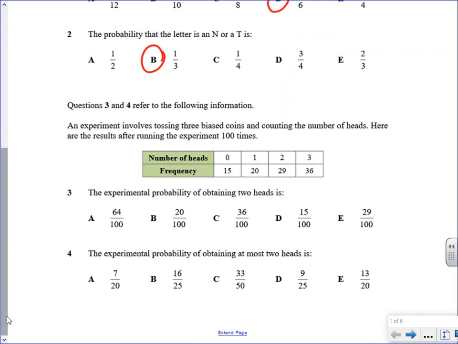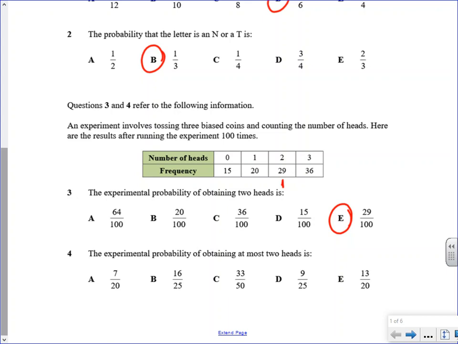So we have questions 3 and 4 refer to the following information. So we have the number of heads and the frequency is the amount of times that we've got 0 heads, 1 head, 2 heads, and 3 heads when we flipped 3 coins. So first of all, we want to find the experimental probability of 2 heads. So what that means is, rather than find the theoretical probability, what could happen, we're saying we did this 100 times, what did happen? So we flipped it 100 times, and what's the probability of getting 2 heads? Well, as you see, it can happen 29 times, so it's 29 over 100.